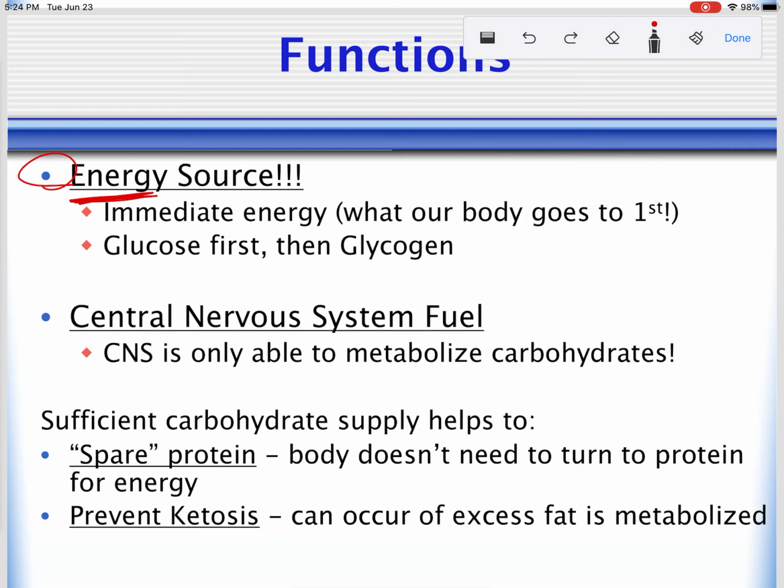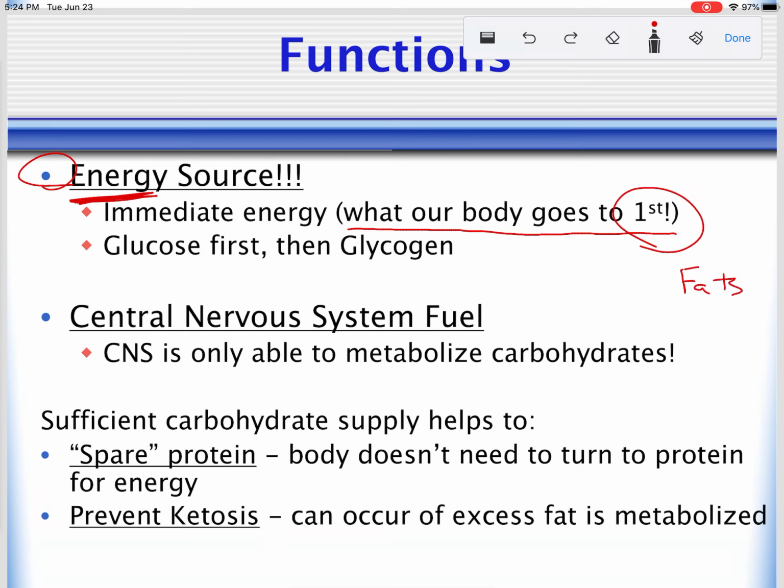I want to make a point here. I would like you to know something a little bit more specific, and that is, carbohydrates are what our cells go to first. In other words, when your cell needs energy, its first choice of what nutrient to get that energy from is carbohydrates. What we're going to find out is we later burn a lot of fats for energy.